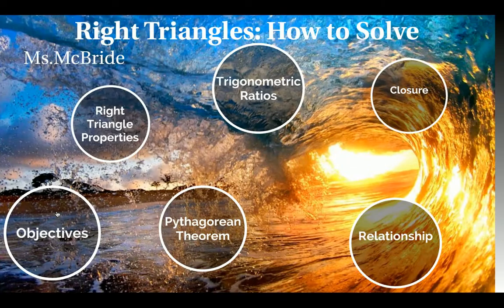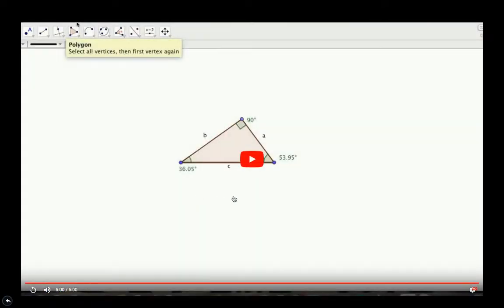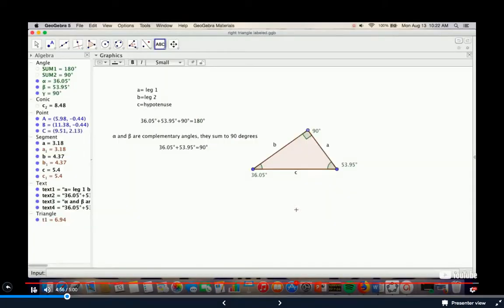Go to right triangle properties. Alright, so as a warm-up, I asked the students to use GeoGebra to demonstrate a right triangle and to label it and to show some of its properties. I made a video which I'll add to my quick links. It shows that the triangle has a 90-degree angle. The sides are labeled A, B, and C, where A is leg 1, B is leg 2, and C is the hypotenuse, as indicated over here.